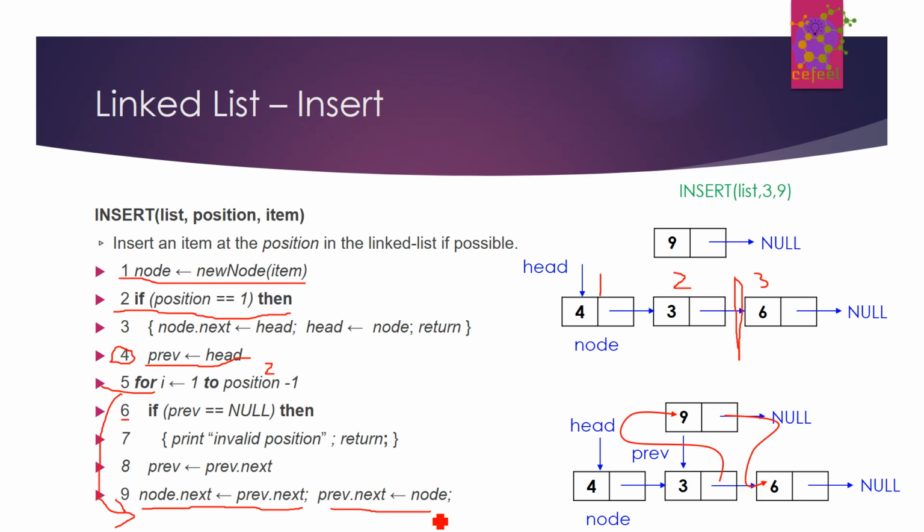Now compare it with an array, where if we had to insert an element at a position, we would have to push all the elements to make space for it, because an array is contiguous. So this is a great advantage compared to an array.